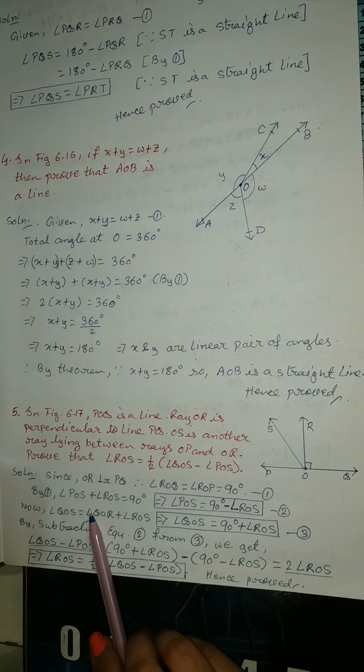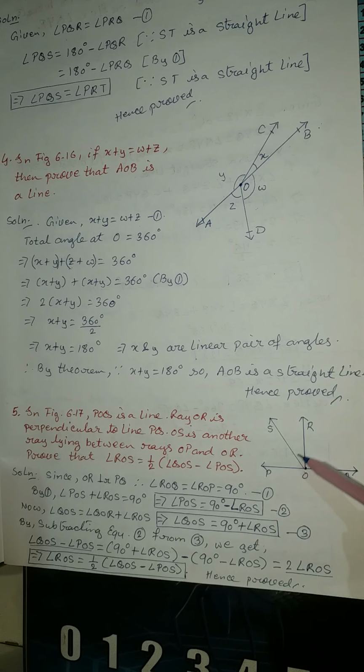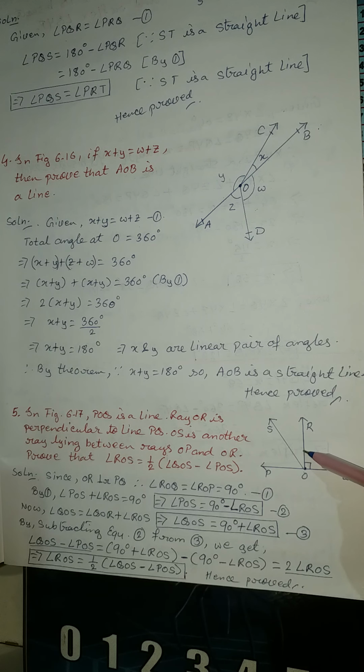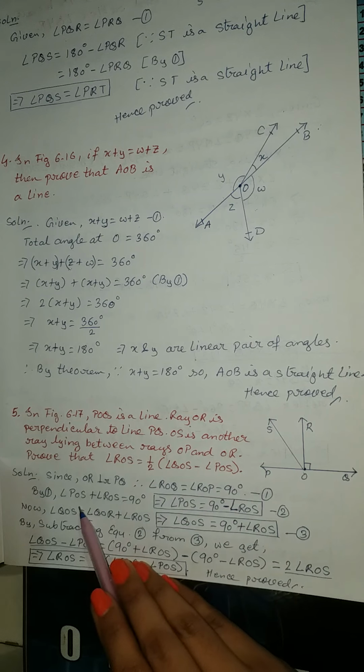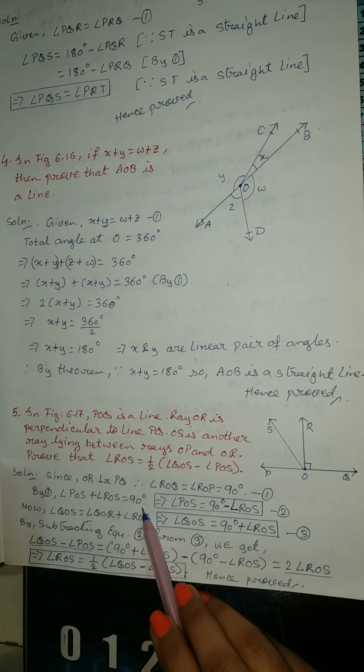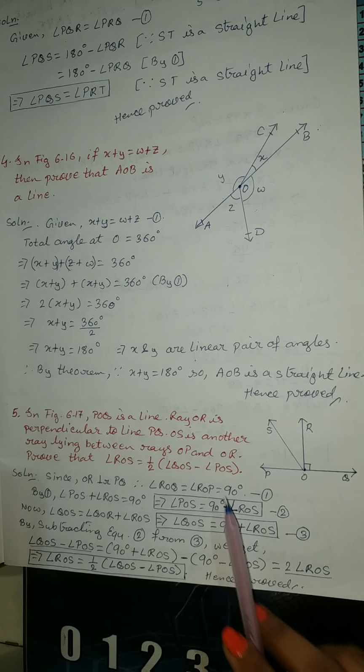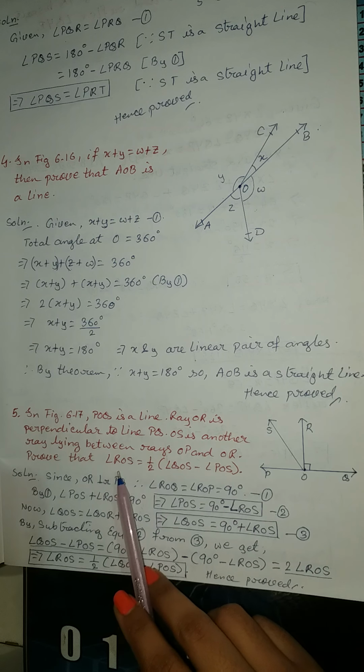Now, by 1, what can we say? Since this particular angle is 90 degrees, can we say this angle plus this angle is equal to 90 degrees, right? So we can write POS plus ROS is equal to 90. So POS plus ROS equals 90. As I said, we will try to settle to a relation where we will have the terms POS and ROS.